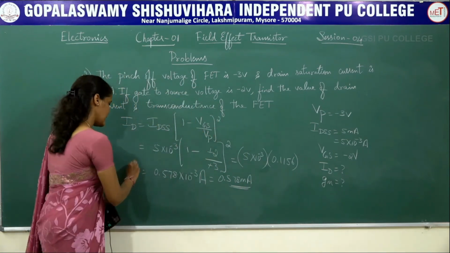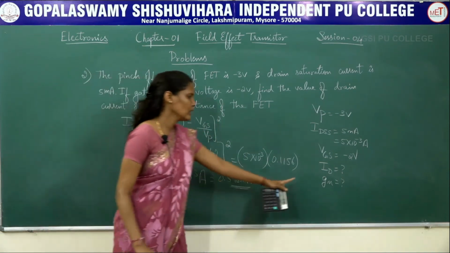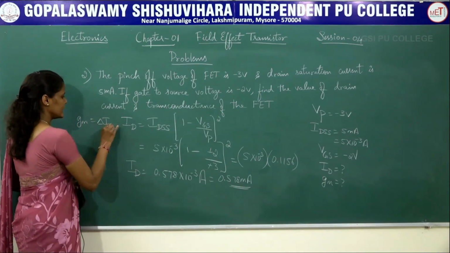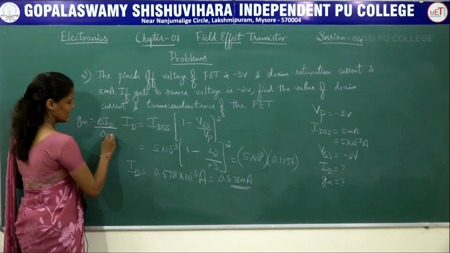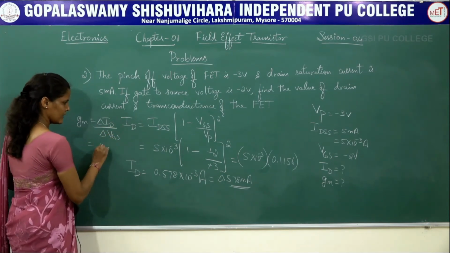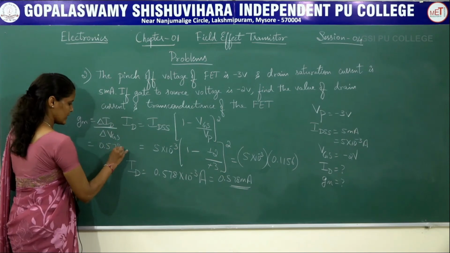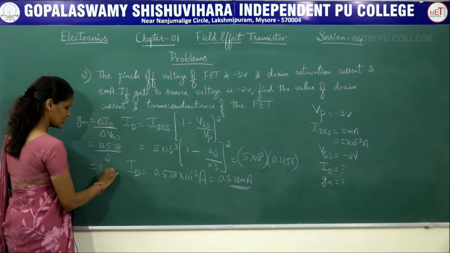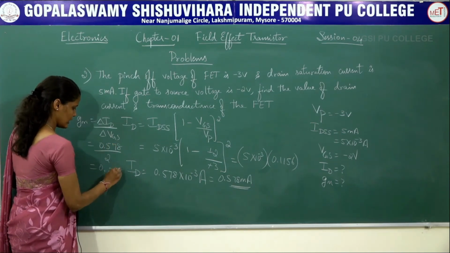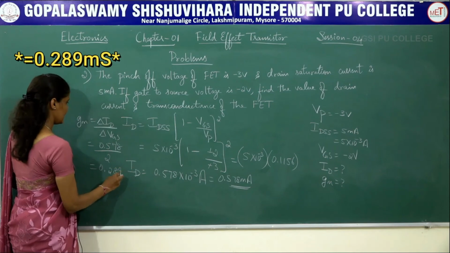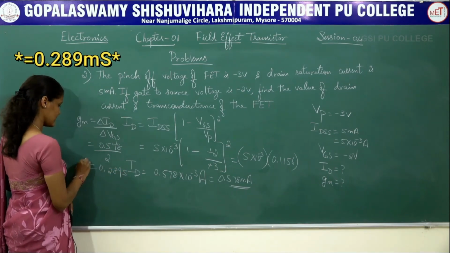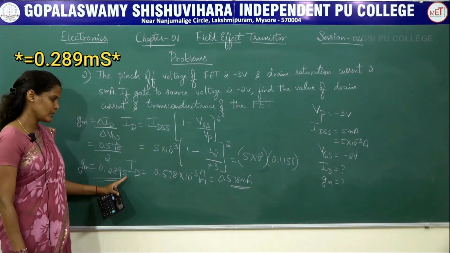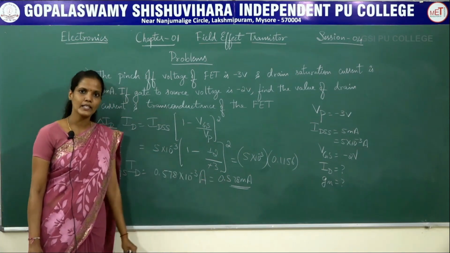So ID is done. Now we have to find out GM. So GM is delta ID by delta VGS. ID value is 0.578 divided by VGS, which is 2. So divide this by 2, 0.289, unit is Siemens. So this is the answer. GM is 0.289 Siemens, ID is 0.578 milliamps.